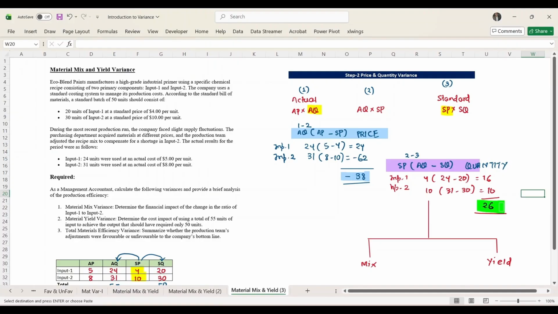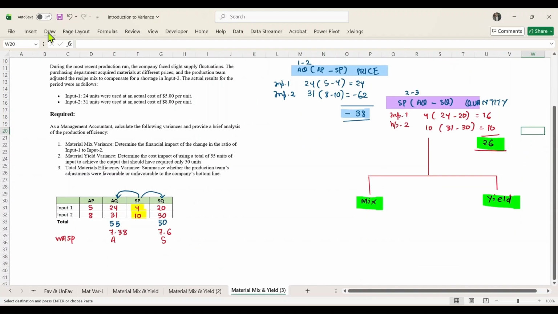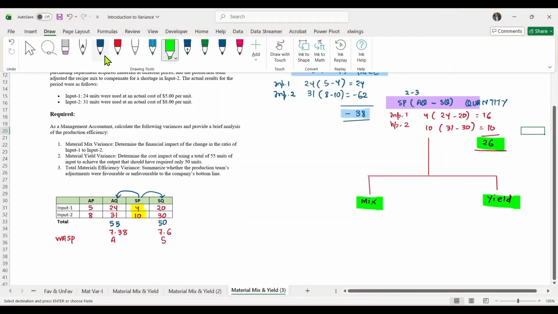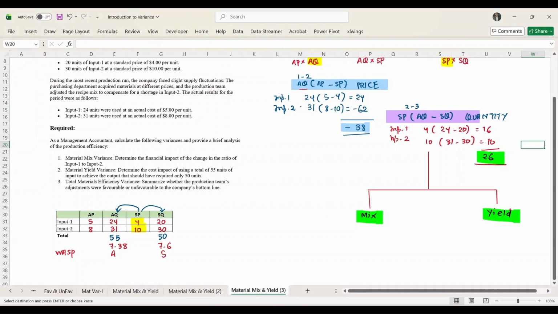Now this quantity variance will again be split into yield variance and mix variance. So the formula that we would be using here, we'll take from here only. The quantity will be the same. It will come from here. Quantity will not change. For the yield also, the quantity will come from this part. So quantity will be the same, AQ minus SQ.